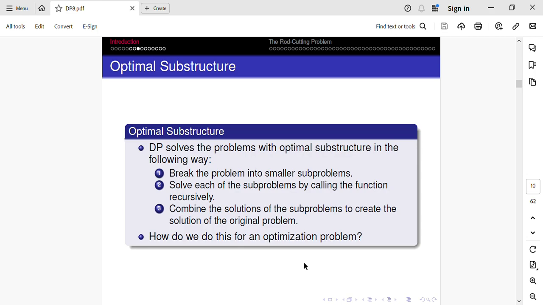We don't know which one will give us the optimal value, so we consider each of the choices separately, calculate the function values for each of them, and then from those, for a maximization problem, we take the maximum of all the possible choices for breaking into subproblems. In minimization, we take the minimum of all those. We take the minimum or maximum of the objective function value. In this way we solve the optimization problem.